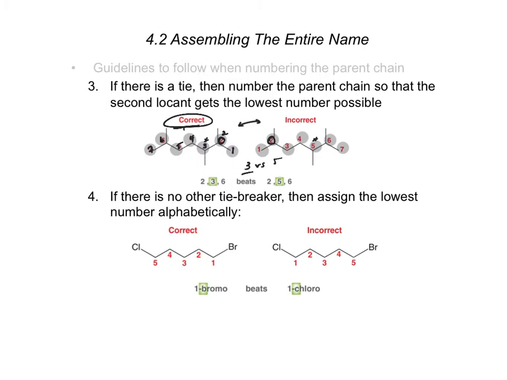Now, let's say that you had a tie also in the second position. If that was the case, then you'd move on to the third position. If you still get a tie at that point in time, then you're going to give the substituent that has the lowest alphabetical order the lowest number possible. And I'll try to explain what I mean by that.